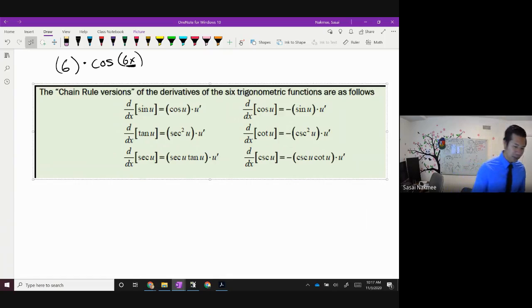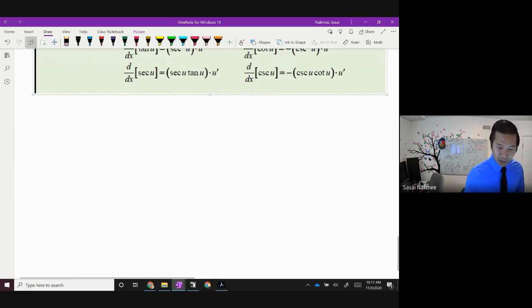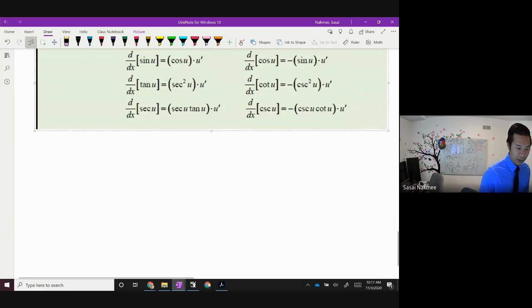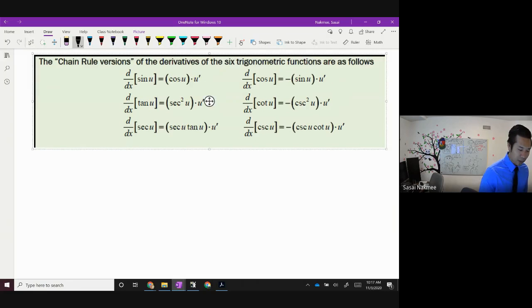So let's do an example real quick, and then we can hopefully move on to a little bit more complicated problem here. I'll leave that right there so you can write that down. But let's do an example real quick.